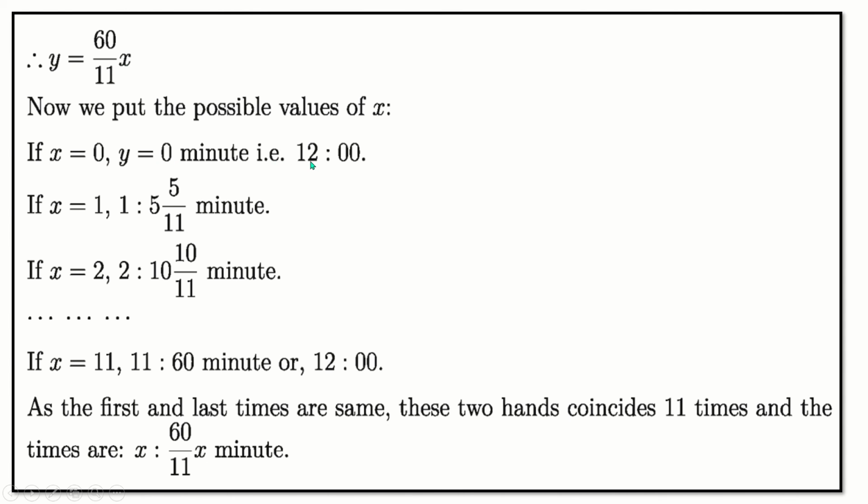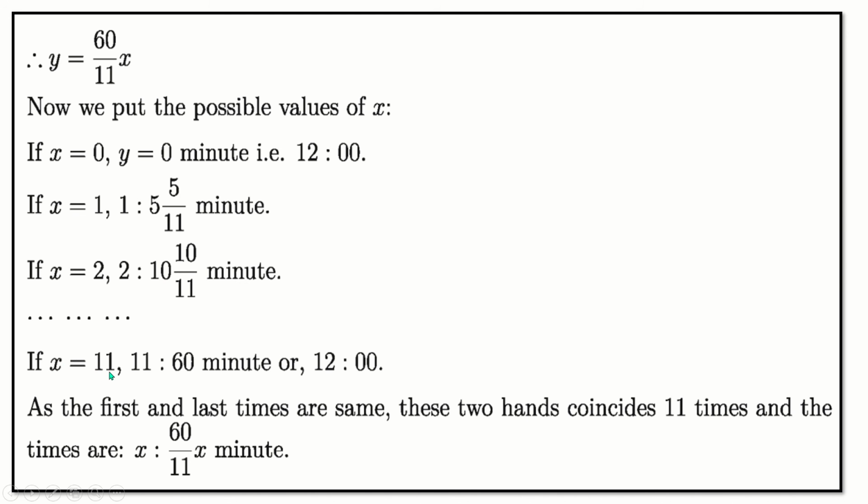That means at 12 a.m. or p.m. the minute hand and hour hand coincide. When x is equal to 1, then y is equal to 60 divided by 11, that means 5 integer 5 by 11 minutes. And x equal to 2, then y equals 60 into 2, that means 120. 120 divided by 11 means 10 integer 10 by 11 minutes. And like this we'll get the other times.